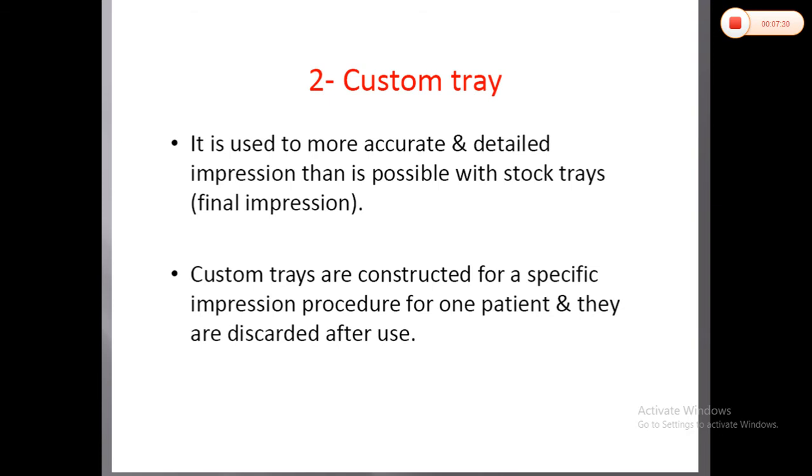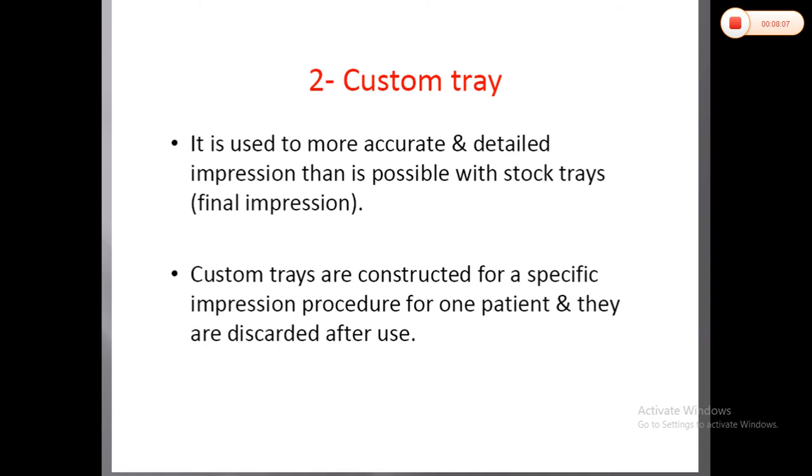One is the primary impression, the second one is the custom impression. With the primary impression, you do a tentative impression which will not be accurate. So you make the impression, you pour the primary cast, and then you fabricate a custom tray on that cast. Now if you take the custom tray and place it in the patient's mouth, it fits perfectly into the patient's mouth. Now you do the secondary impression with the custom tray, then you will get an accurate impression in your hand. That is the reason why the custom tray is fabricated.